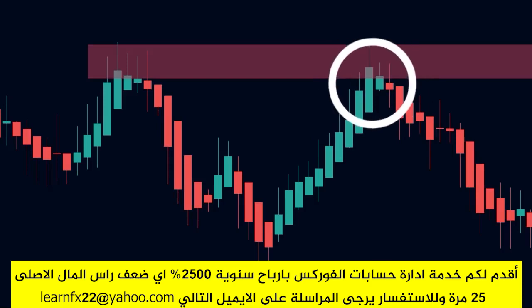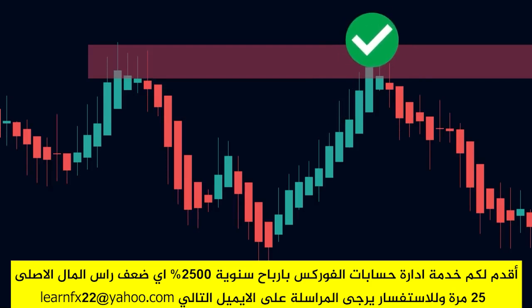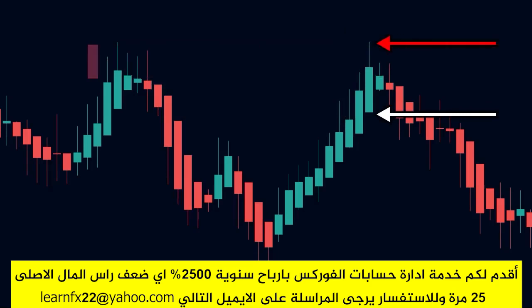Here we spotted a bullish inside bar pattern that appeared at the resistance level. This is an excellent opportunity for selling. So we can place a sell trade below the inside bar, and we will place our stop loss above the pattern. We can place our targets at the nearest swing low. As you can see, we made profits on this trade as well. So this was one way of trading inside bars.